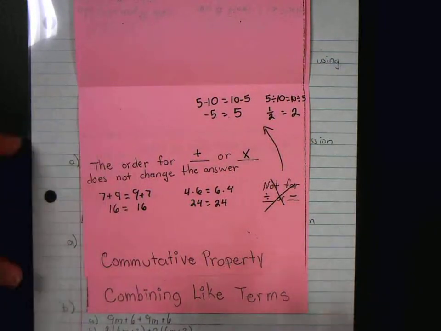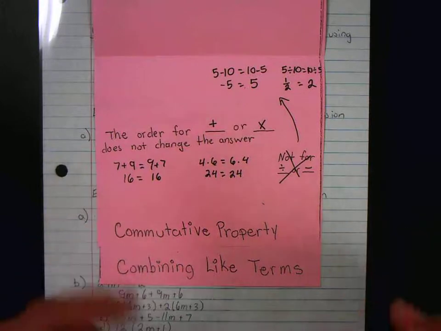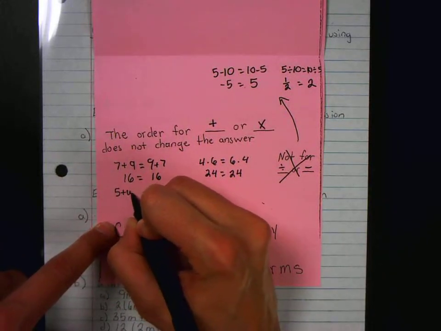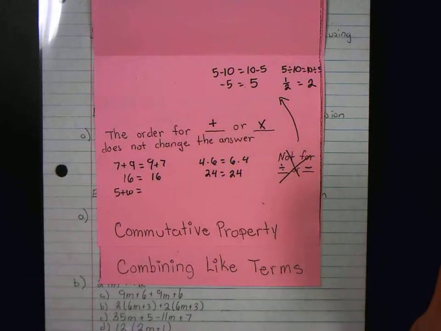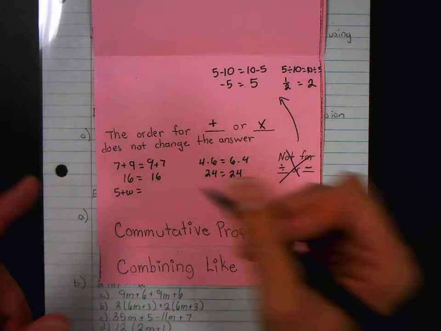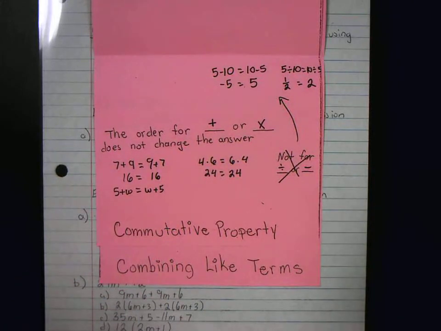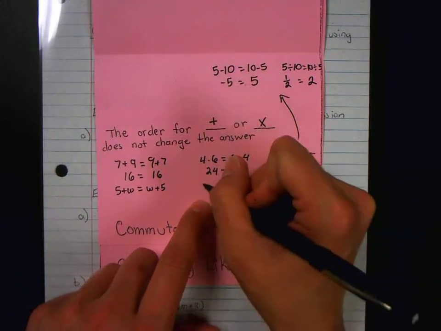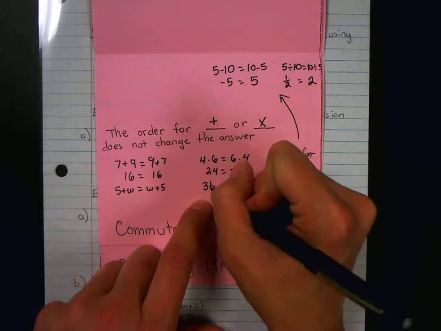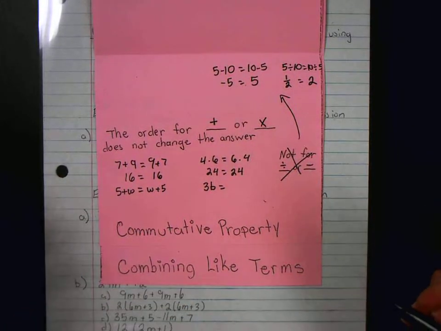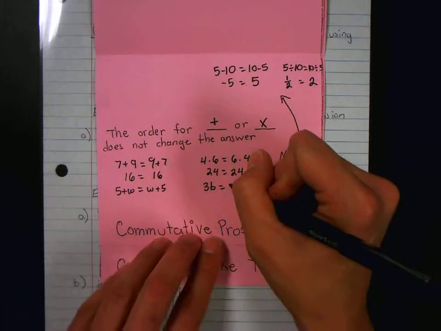All right, if I wanted to make sure I had an example for variables, let's say I have 5 plus w. So what can I do to this? I'm using the commutative property. All I'm doing is changing the order of it. So instead of 5 plus w, I want w plus 5. Same with this one. Let's say I've got 3b, or 3 times b. What could I do to show that I'm using the commutative property? I just changed the order. I now have b times 3.